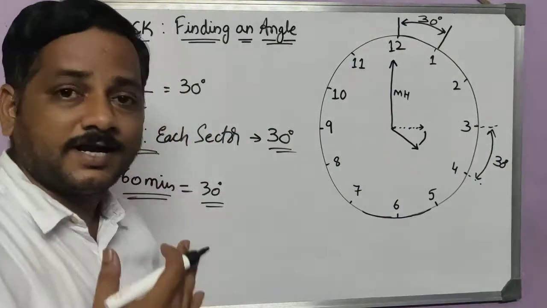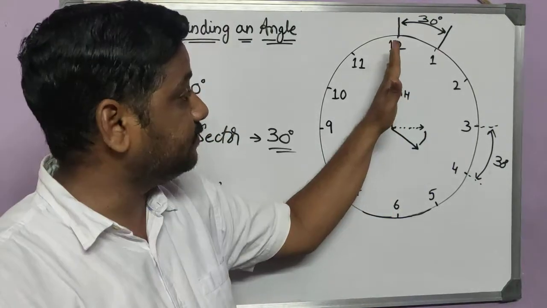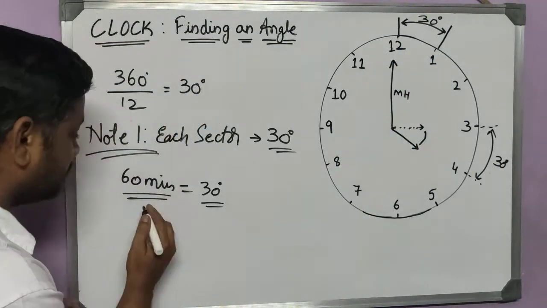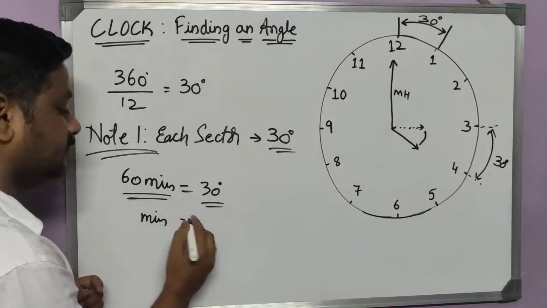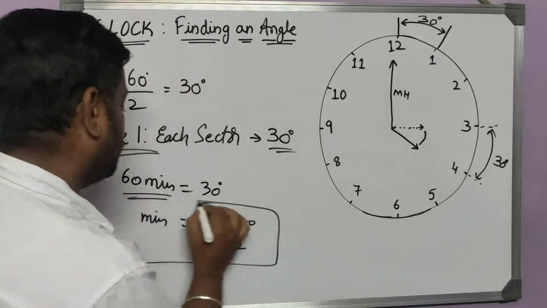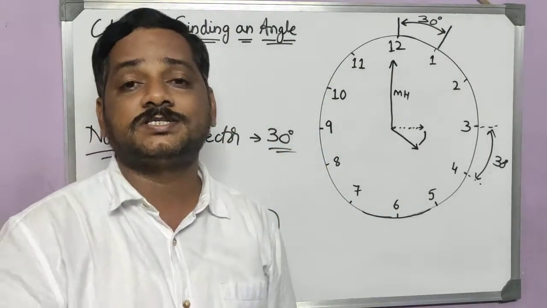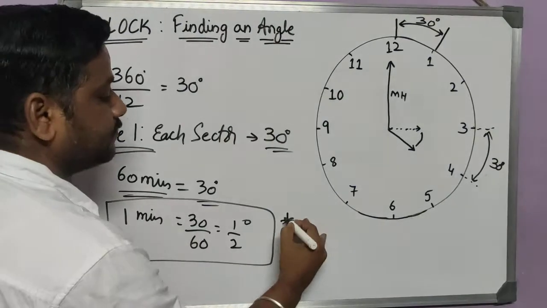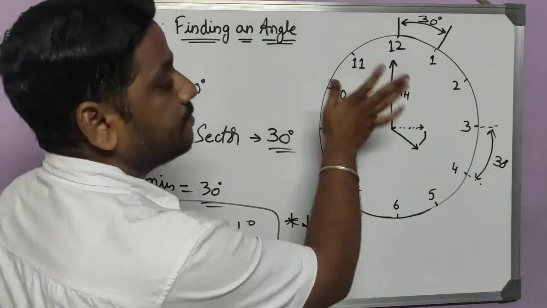So now using this I can identify the angle moved by the hour hand if the minute hand is moved for just 1 minute. If for 60 minutes it is moving 30 degrees, for 1 minute it is going to be 30 by 60. It's nothing but 1 by 2 degree. So if the minute hand moves for 1 minute, then the hour hand will move for just half a degree. This is the most important note you need to consider, which will be helpful to solve the problems related to finding an angle between the hour hand and the minute hand.